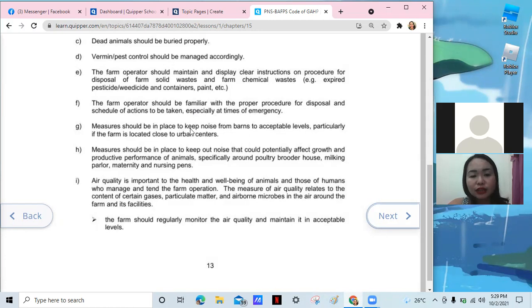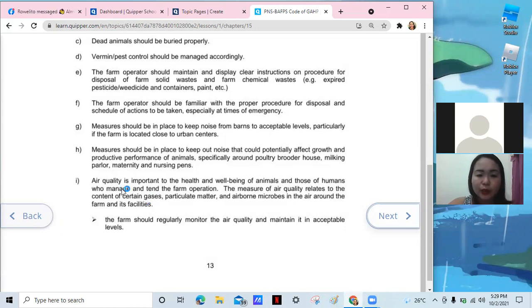So measures should also be taken to avoid noise pollution din, no? And then measures should be in place to keep noise that could potentially affect growth and productive performance ng ibang animals, specifically around sa poultry brooder house, medyo maliit pa sila, or milking parlor kasi medyo sensitive yung mga cow if they are milking, or maternity and nursing pens, no? So hindi pwedeng maingay yung ibang hayop, no? So you have to attend to their needs if they need something.